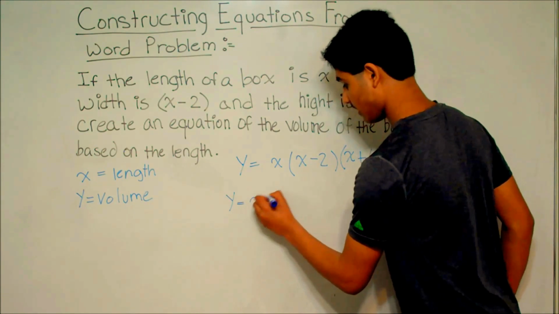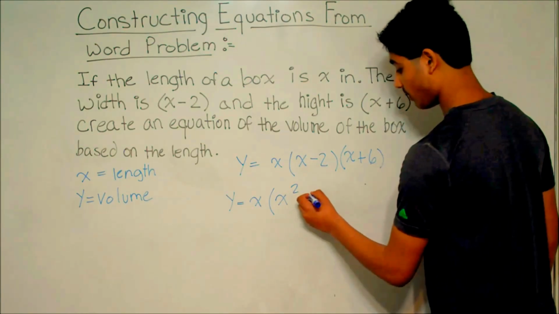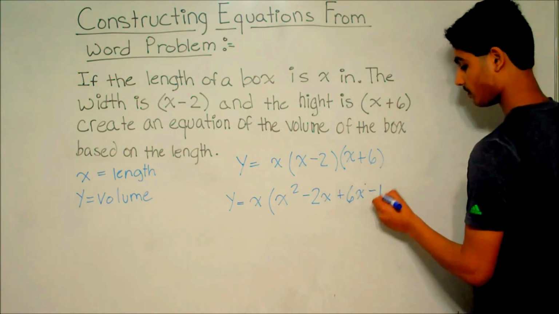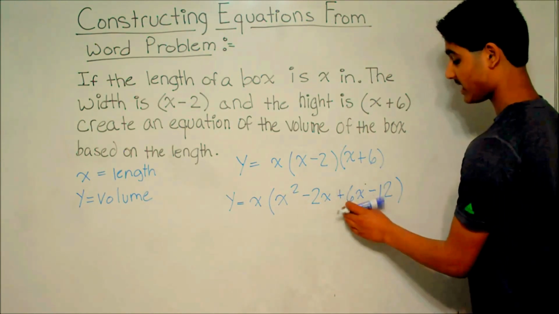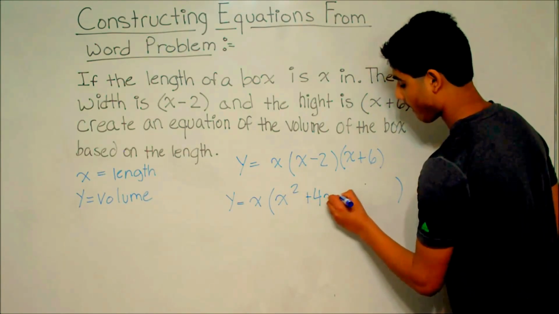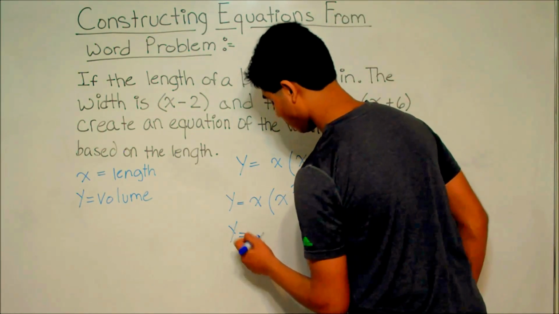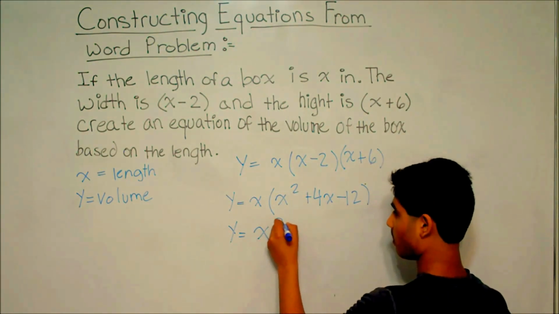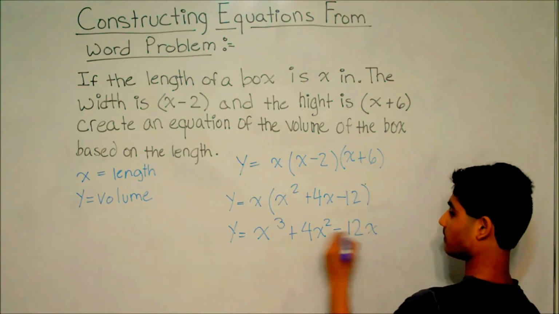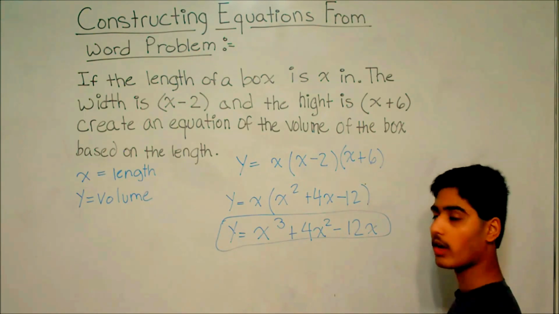So we get x times x is x squared, minus 2x plus 6x, minus 12. So this comes down to minus 2x plus 6x is plus 4x, so plus 4x minus 12. So this becomes y is equal to x cubed plus 4x squared minus 12x. So the answer to this problem is y is equal to x cubed plus 4x squared minus 12x.